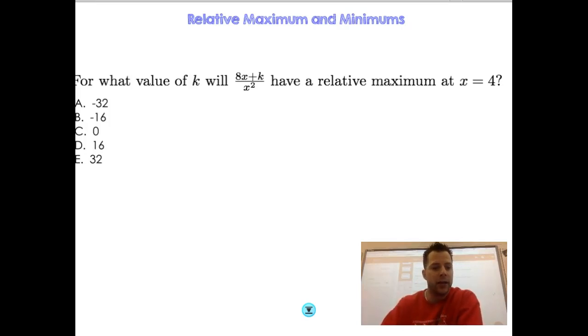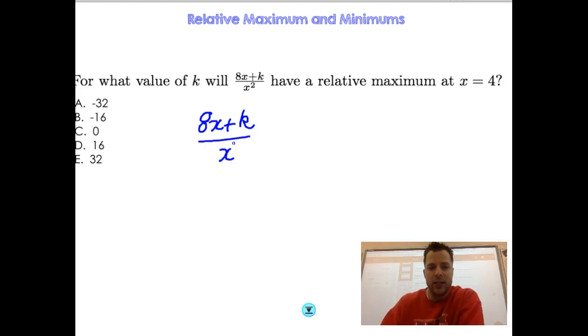Okay, so another AP style question. It says, for what value of k will 8x plus k have a relative maximum at x equals 4? So what we're going to do here is write this as, let's just say we have (8x plus k) over x squared.